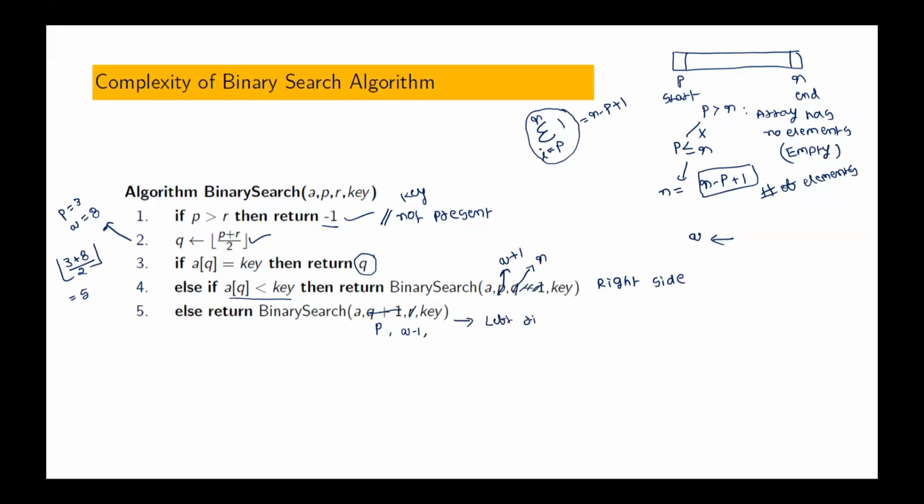Now tell me, if N equals R minus P plus 1, the total time this algorithm takes when there are N elements is T of N. What is the input size here? N. What is the most important operation in this algorithm?